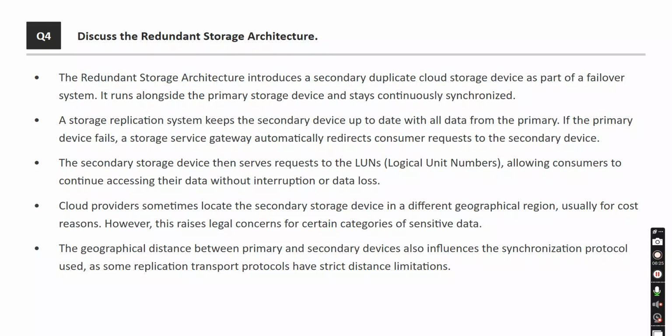One thing worth noting is that the cloud providers sometimes place the secondary storage device in a different geographical region, usually to save cost. However, this can raise legal concerns depending on the type of data being stored. The distance between the two devices also matters because some replication transport protocols have stricter distance limitations, which affects how synchronization is carried out.